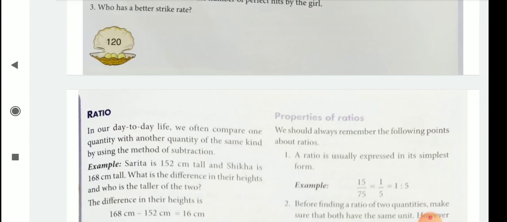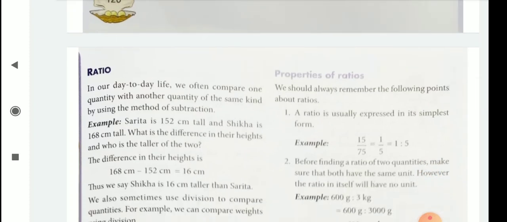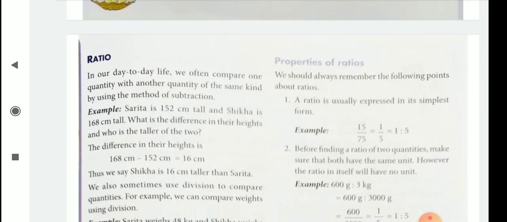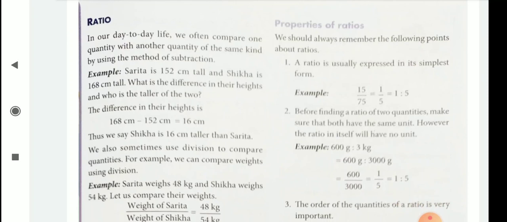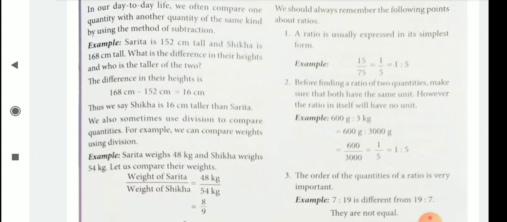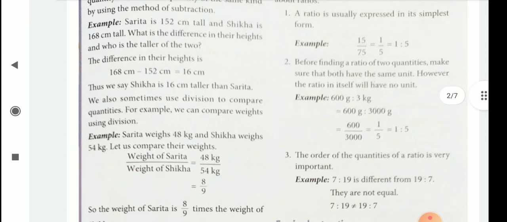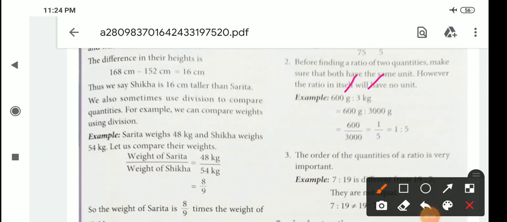Then properties of ratios. What are the properties? Number one, a ratio is usually expressed in its simplest form. For example, 15/75, the simplest form of this fraction is 1:5 or 1/5. Number two, before finding a ratio of two quantities, make sure that both have the same unit. However, the ratio in itself will have no unit. Here, children, you see 600 gram and 3 kg. Units are different, so we have to convert to the same unit. So 3 kg means 3000 gram.